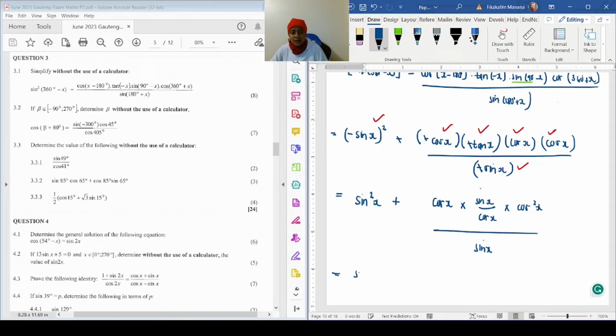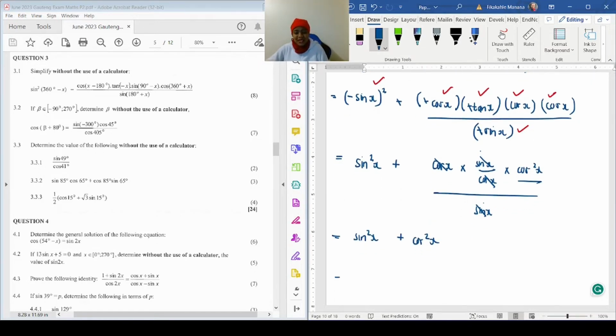Alrighty, so sine squared x plus, now the cos and the cos can cancel, the sine and the sine can cancel, and we are pretty much left with cos squared x. And we are happy when we see that, because we know that sine squared x plus cos squared x is equal to 1. So where are the marks going? 1, 2, 3, 4, 5, 6, 7, 8, I believe. So those are the 8 marks.